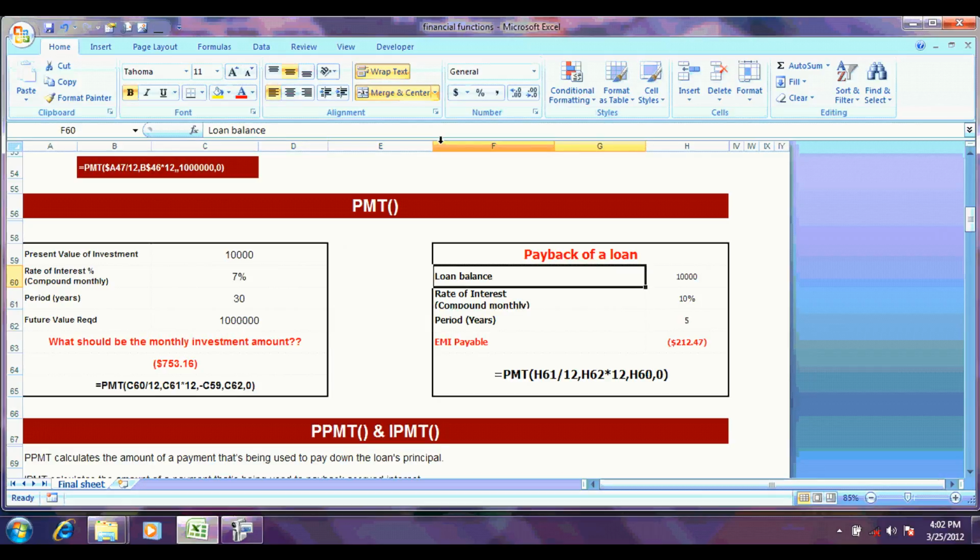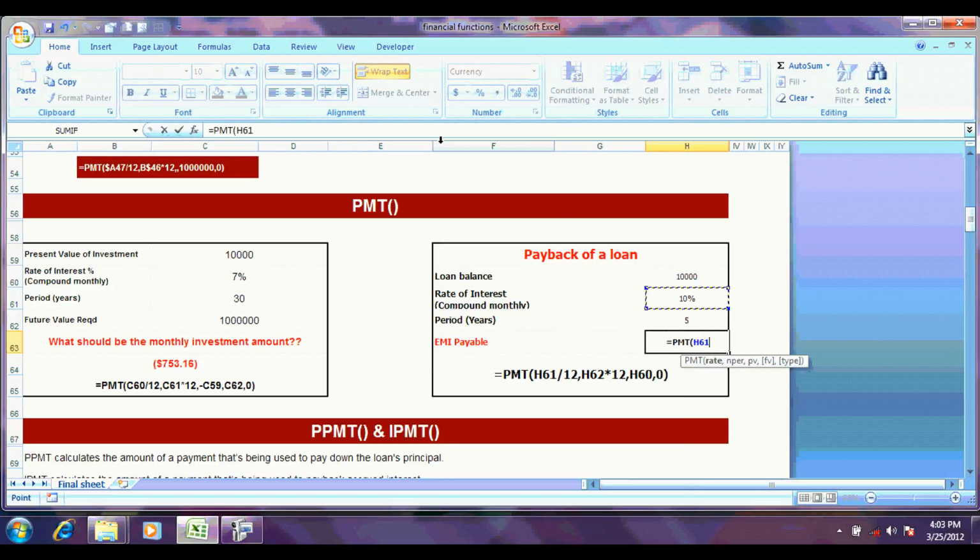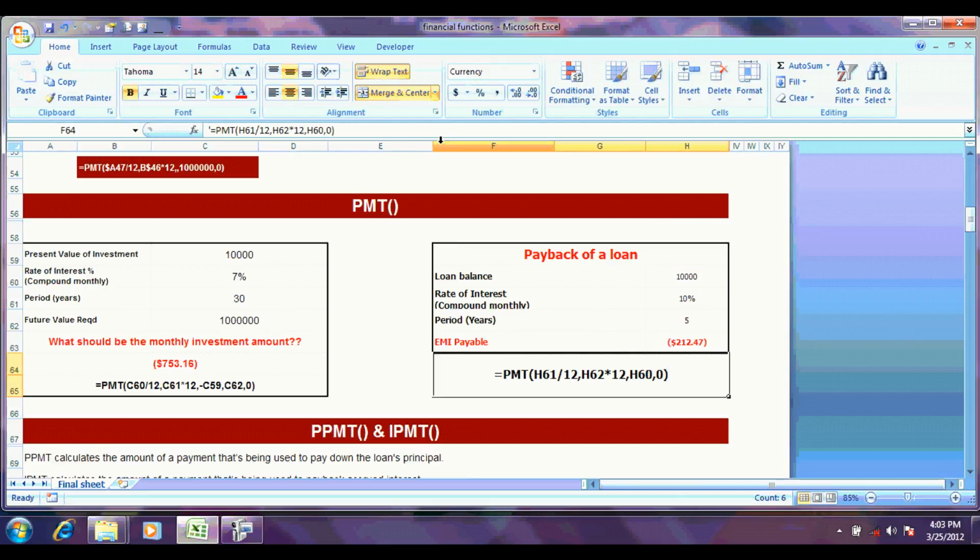Now suppose we learn about payback of a loan. Now suppose you have a loan balance of around 10,000 rupees. The rate of interest compounding monthly is 10% and period is 5 years. You want to know what is your EMI payable, equal to PMT 10 divided by 12, period is 5 into 12, present value is 10,000 rupees. So it is 212.47 is the monthly EMI payable.